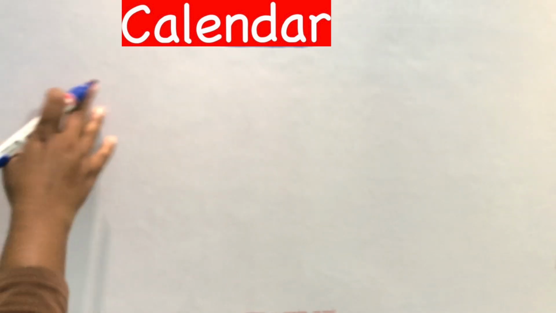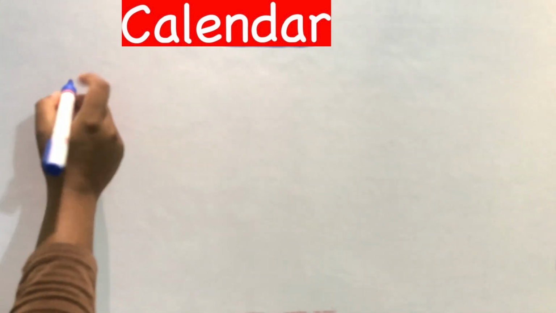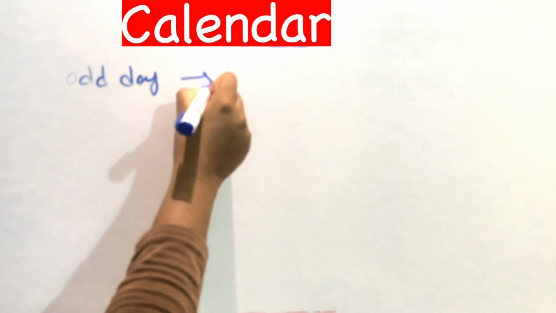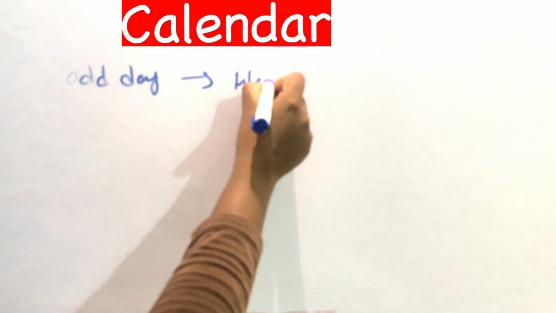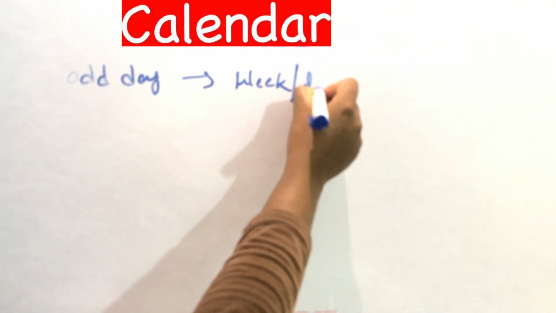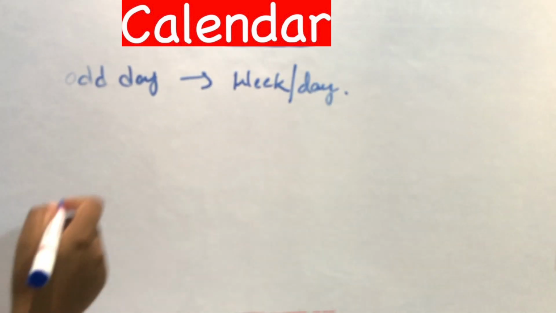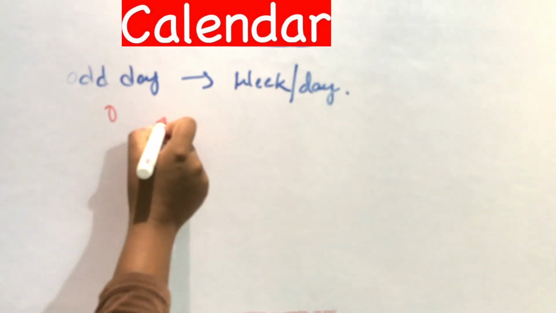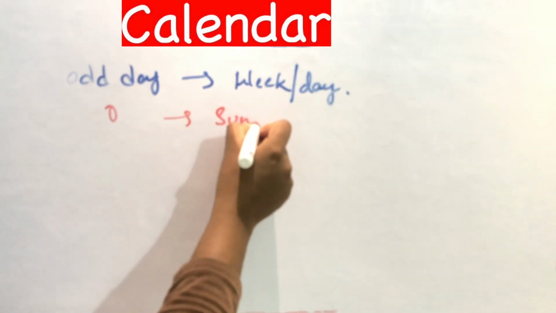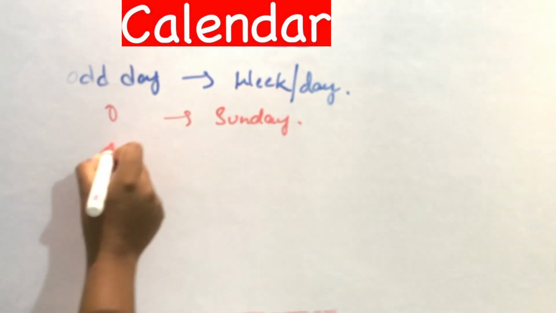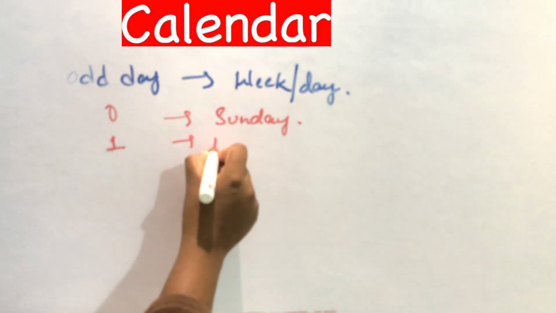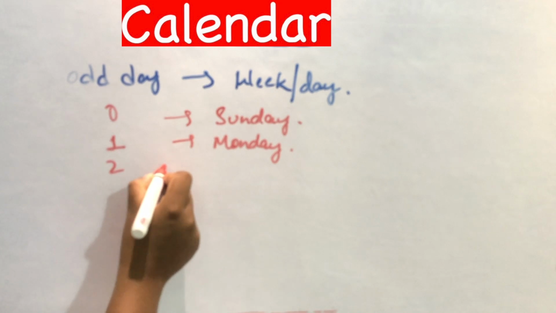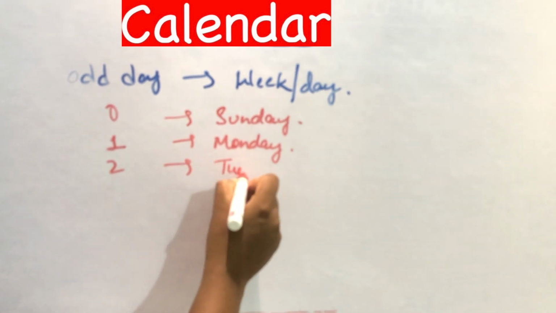Now let's try to memorize few things. So each odd day has been assigned to 1 week value or else day. Okay. Now let's see that. If the number of odd days is 0, then its value is Sunday. Okay. If value is 1, then it's Monday. 2 is Tuesday.